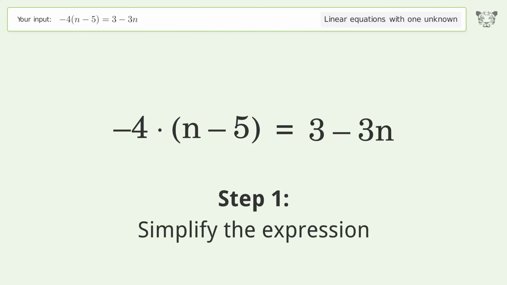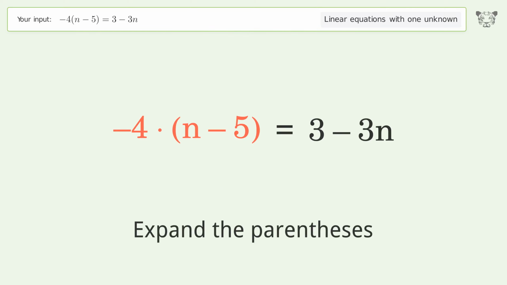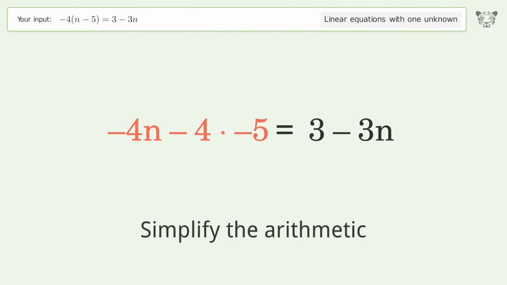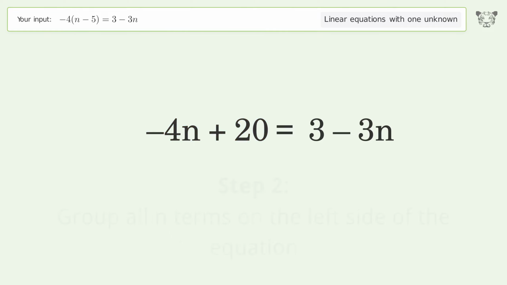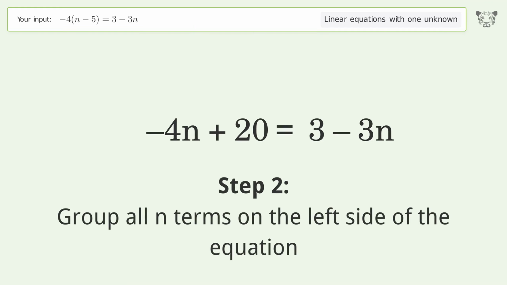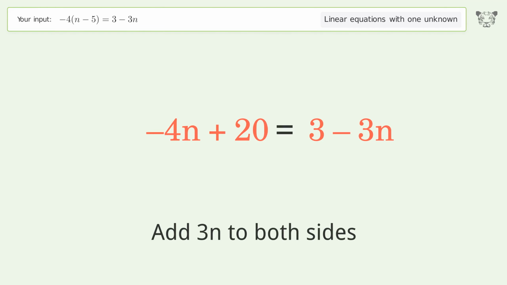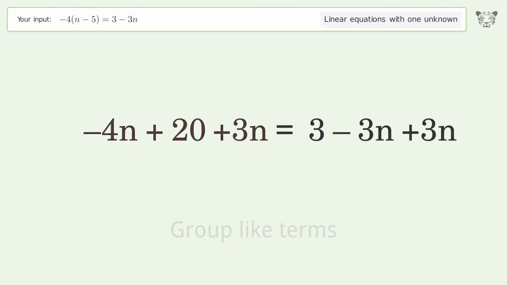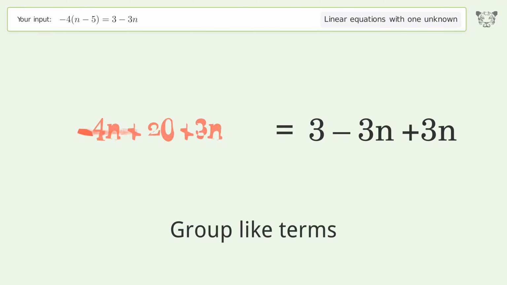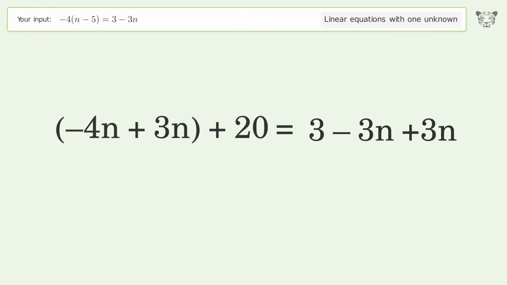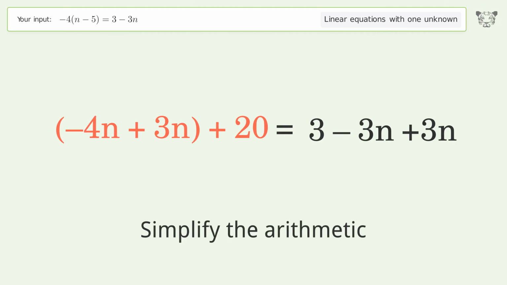Simplify the expression. Expand the parentheses. Simplify the arithmetic. Group all n terms on the left side of the equation. Add 3 to both sides. Group like terms. Simplify the arithmetic.